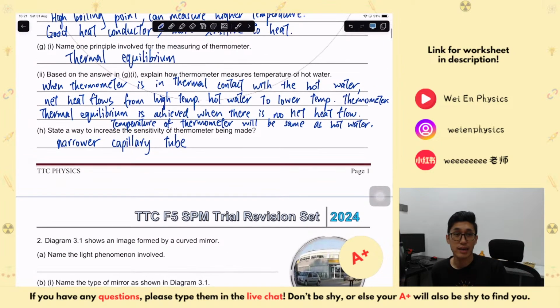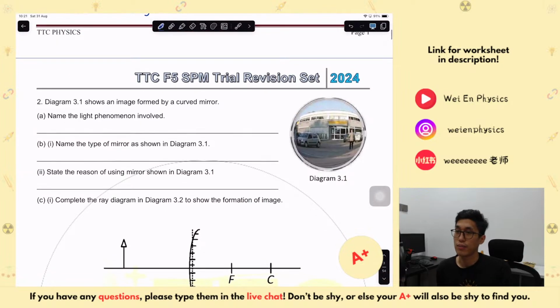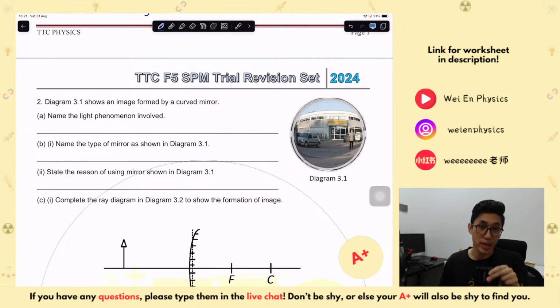Alright, so that is question 1. That is a heat related question. Okay, so let's move on to question number 2. And just by looking at this mirror, I can tell this is Form 4 chapter 6, light and optics, right? I have a mirror, a curved mirror actually, and it's forming an image.